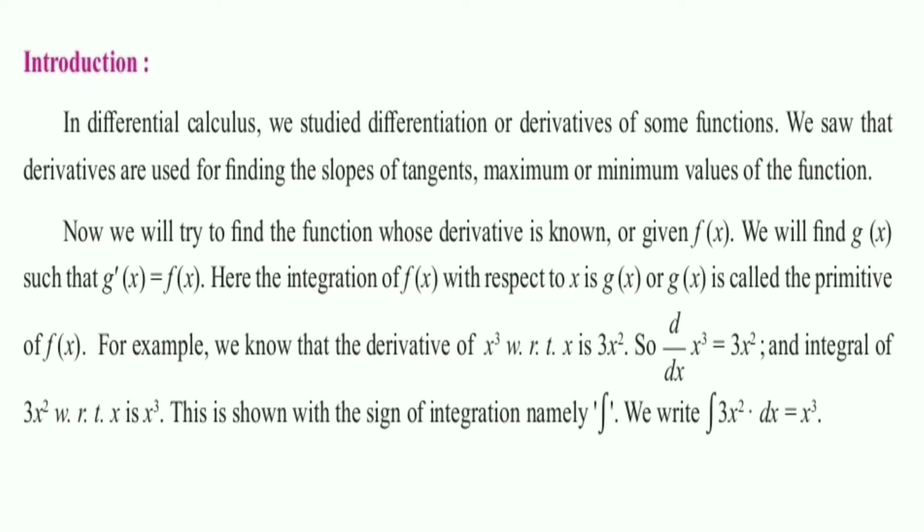For example, we know that the derivative of x cube with respect to x is 3x square. So, d upon dx of x cube equals 3x square, and the integral of 3x square with respect to x is x cube. This is shown with the sign of integration. We write integration of 3x square into dx equals x cube.